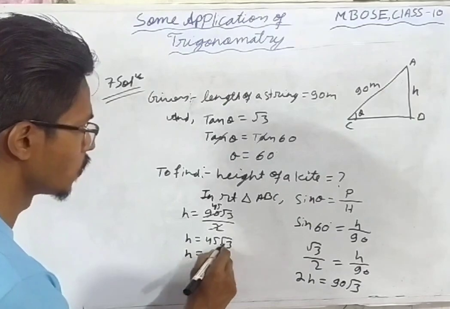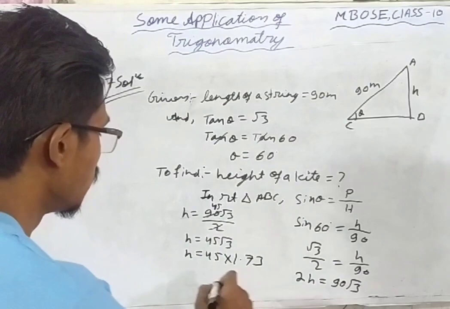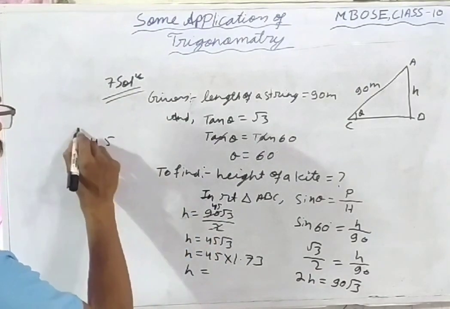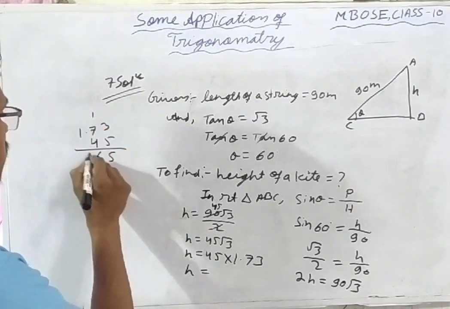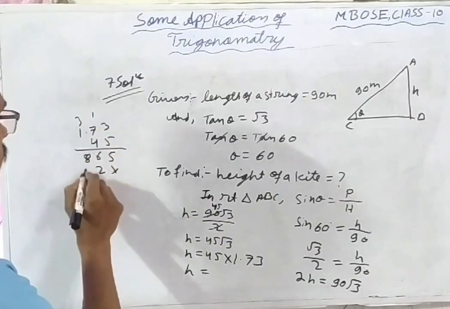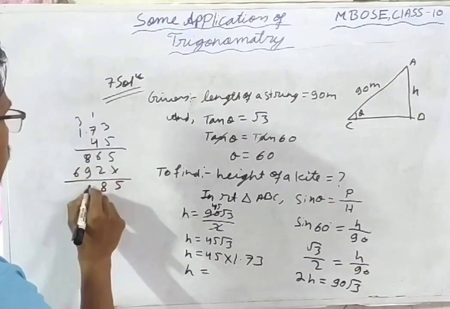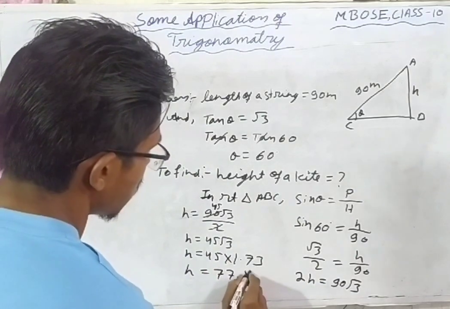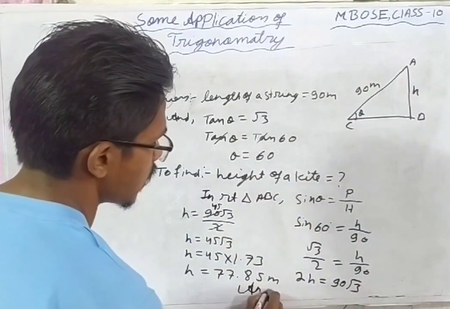We can put the value of root 3. The value of root 3 is 1.73. So h is equal to, if I multiply these two, I'll get the answer. 45 into 1.73 gives 77.85. So 77.85 meters is the height of the kite. So this is the answer.